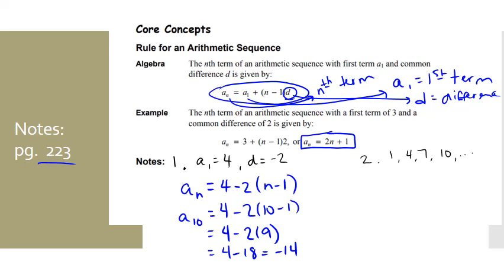So that's one way your question could be given to you. Another way is like in number 2, where you have to find the difference first. So I'm thinking that it's to add 3, and it looks like it is. So I know that a sub 1 is 1, and my difference in this case is 3. So my rule is going to look like this: a sub n equals 1 plus 3 times n minus 1. Again, if I was asked for a specific term, I could find it really easily.